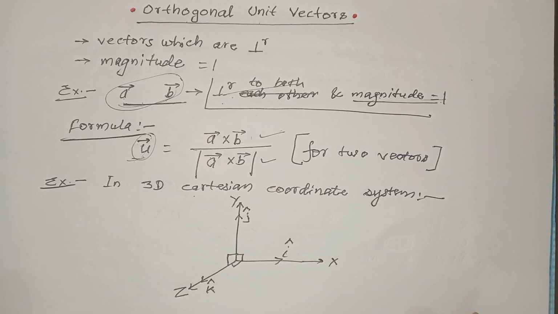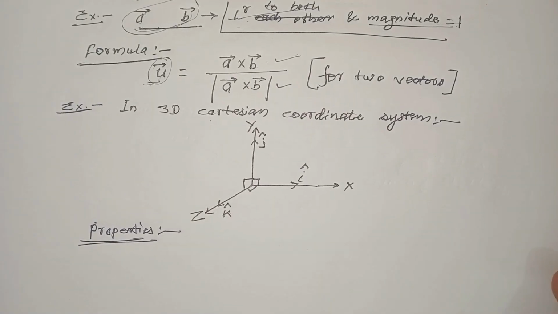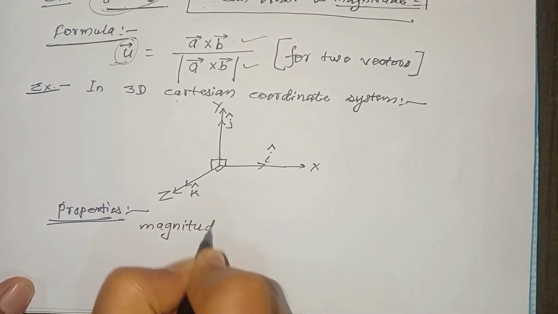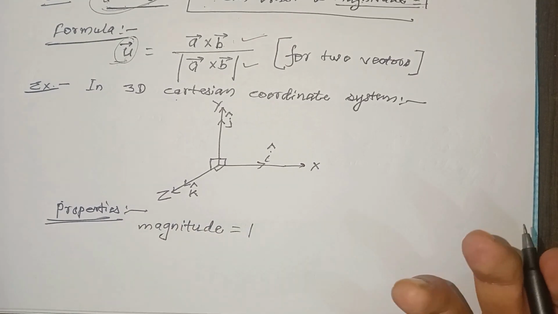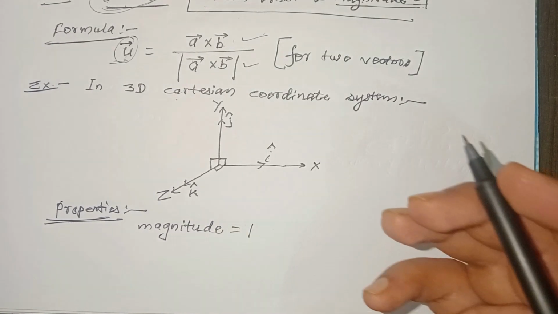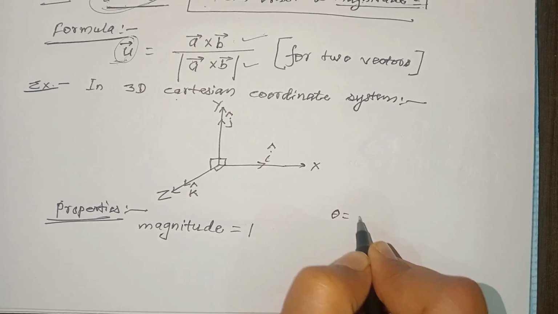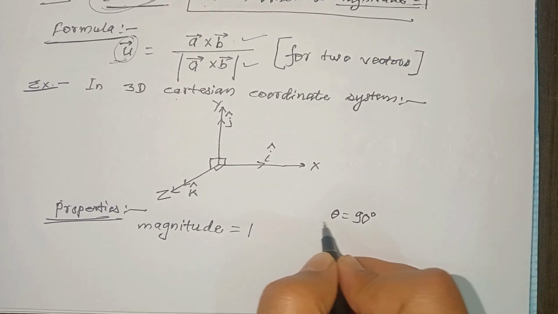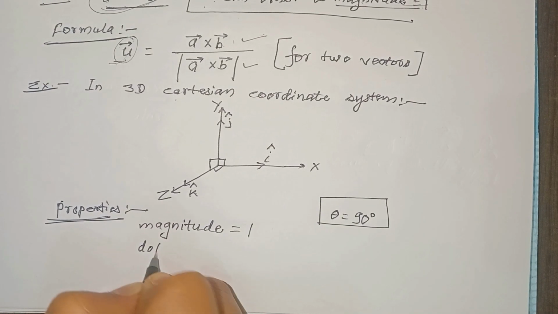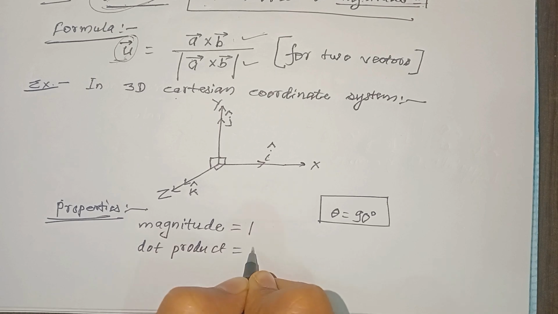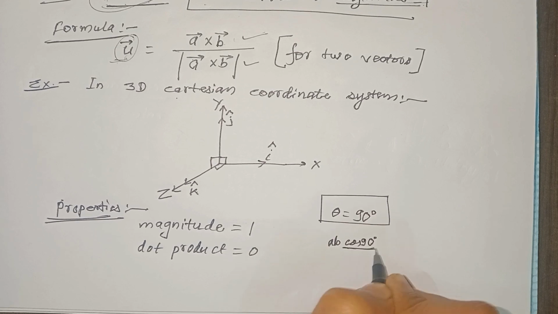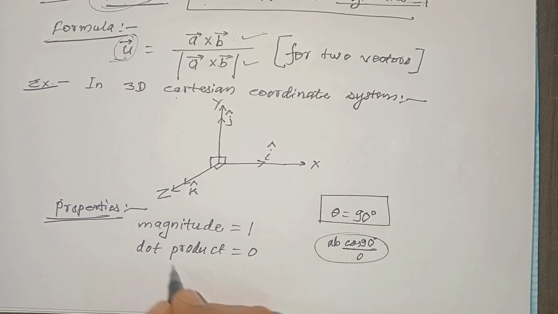Now let's see the properties of orthogonal unit vectors. Property number 1: magnitude will be 1. Another property: theta here is 90 degrees, since orthogonal means perpendicular. If theta is 90 degrees, then the dot product will be 0, because AB cos theta is AB cos 90 degrees, and cos 90 is 0, so this complete term will be 0. So the dot product is 0.